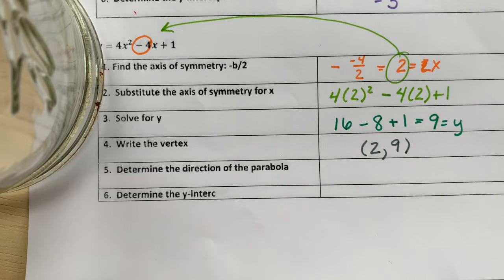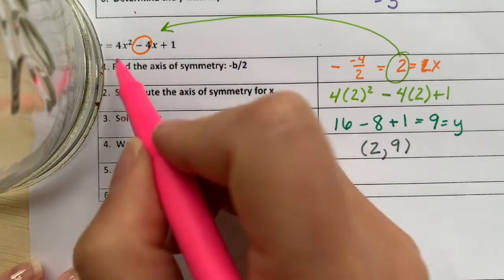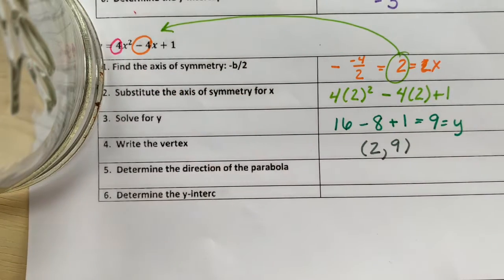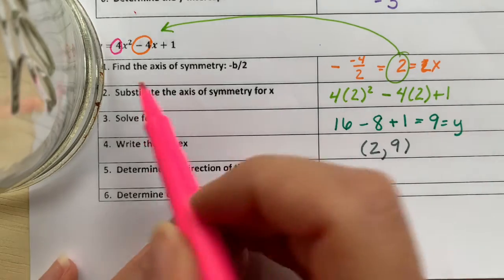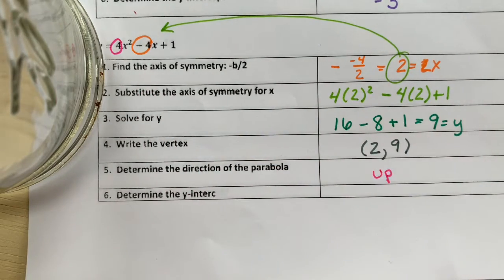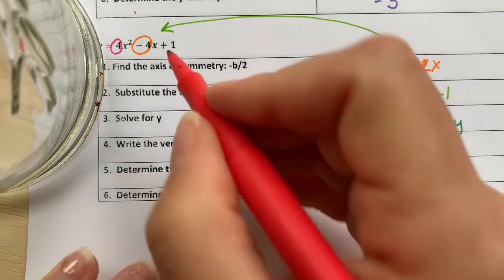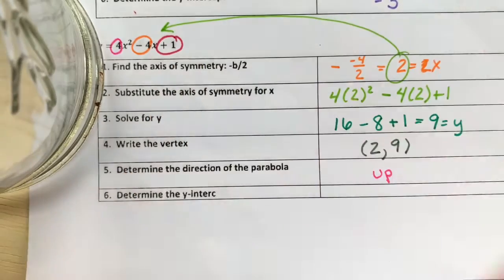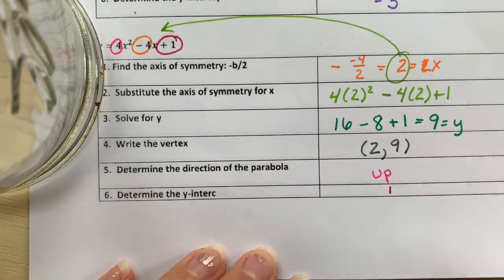Then we have to look and see the direction of our parabola. So we're going to look at this number in front of our x squared. If it's positive, it's up. If it's negative, it's down. So we see that it's positive, so it's up. And then we have to determine our y-intercept. And our y-intercept is our last number. So our y-intercept is 1.